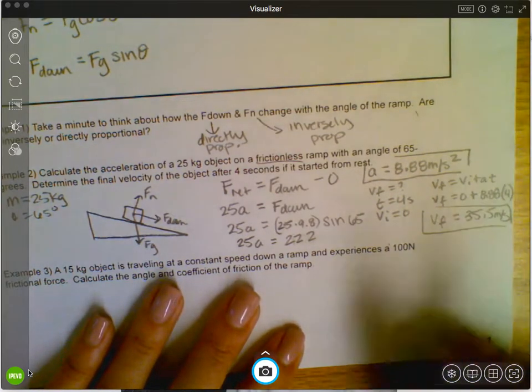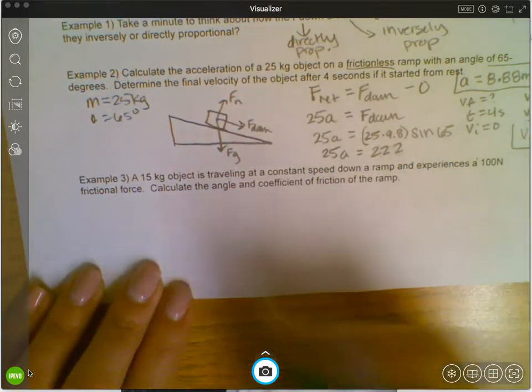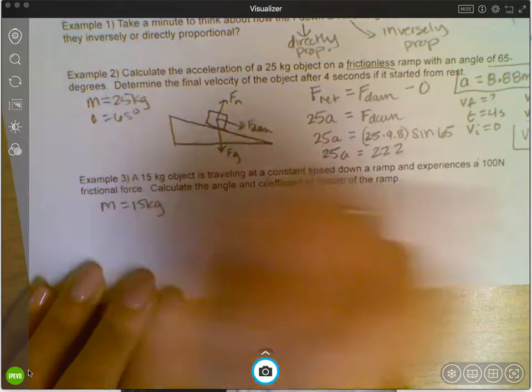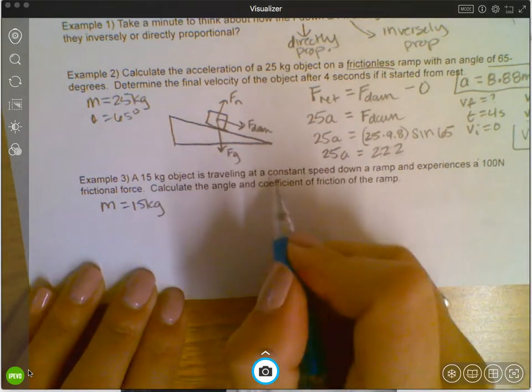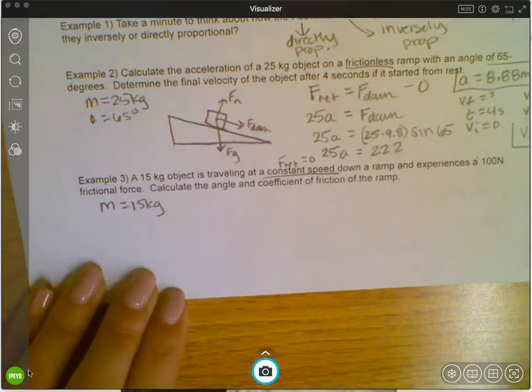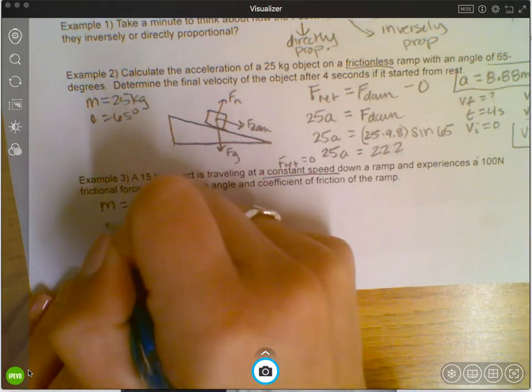Okay. Let's try one more. This one has friction, so it'll be a little bit different. Okay, so a 15 kilogram object is traveling at a constant speed. That's key. So F net equals 0. Okay, down a ramp and experiences 100 Newton frictional force.